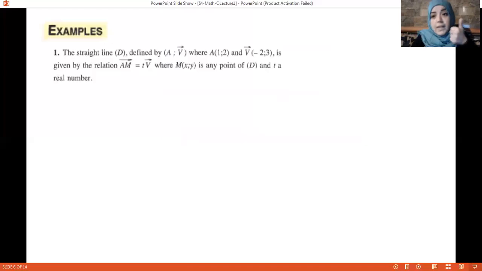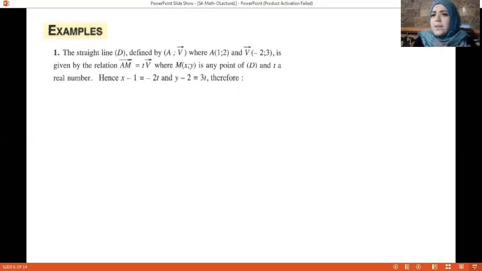First of all, you should create a point M with unknown coordinates that I'm sure belongs to the straight line D, which is in this case (x, y). And we say that AM equals tV, and then we find x_M minus x_A alone, y_M minus y_A alone. So if you look at the given, x_M minus x_A: M is x, x_A is 1, so x minus 1 equals x of V. X of V is minus 2, so here it's minus 2, multiplied with the parameter t.